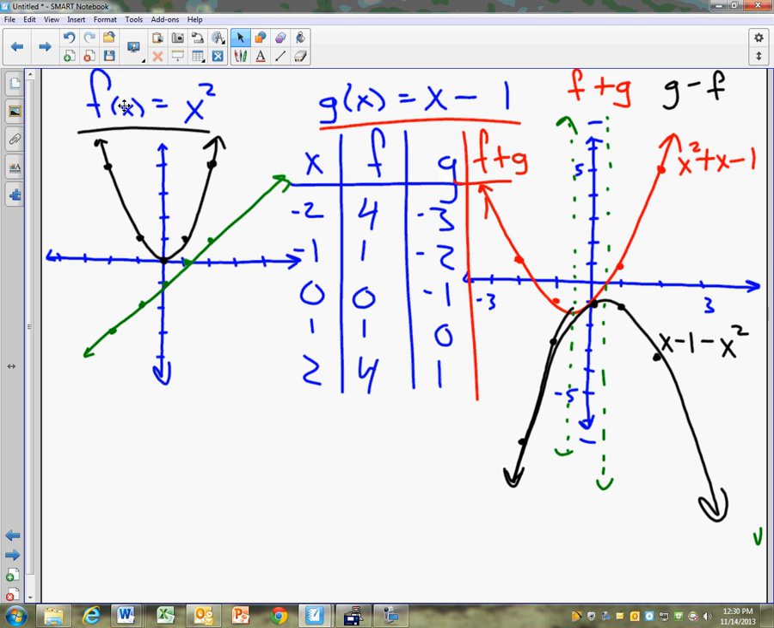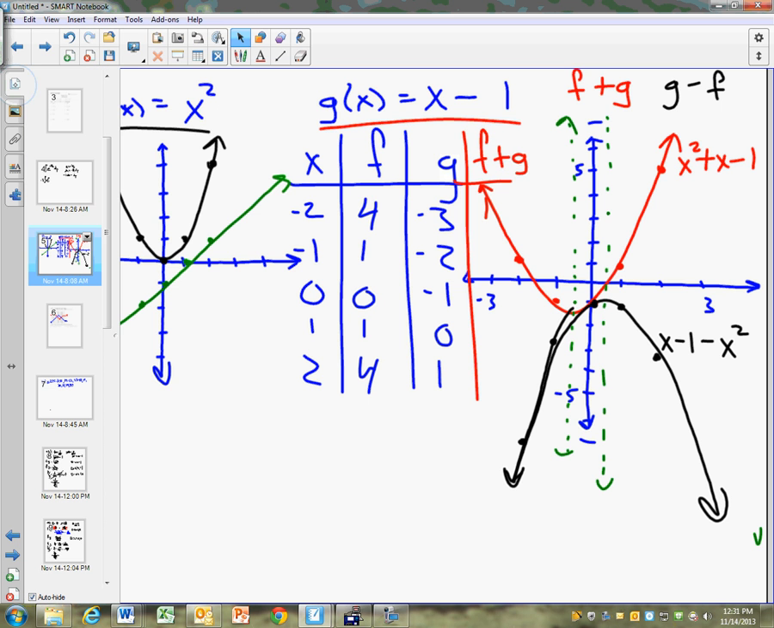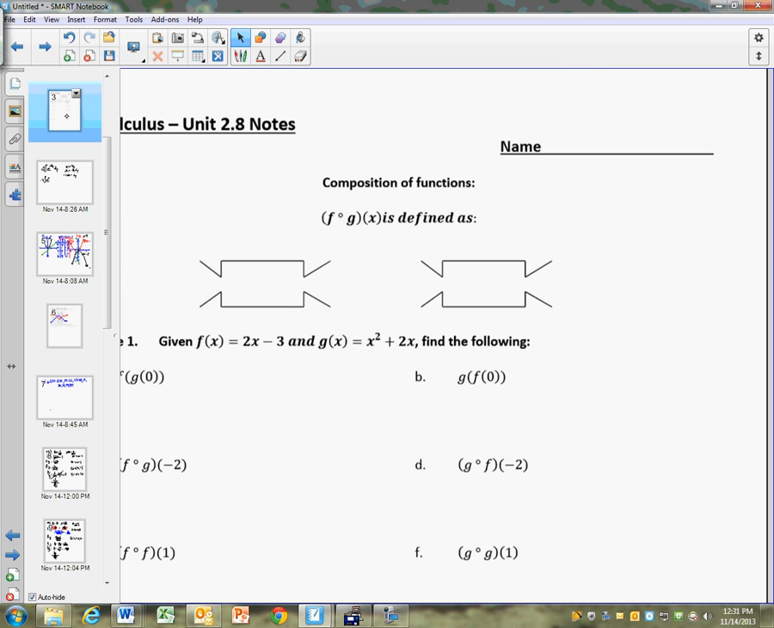So on your assignment, you'll just have 2 problems where you look at the graphs, and you could go ahead and make a table and add the outputs together, or subtract the outputs, and sketch your new graph accordingly. Okay. All right. Flip it over.